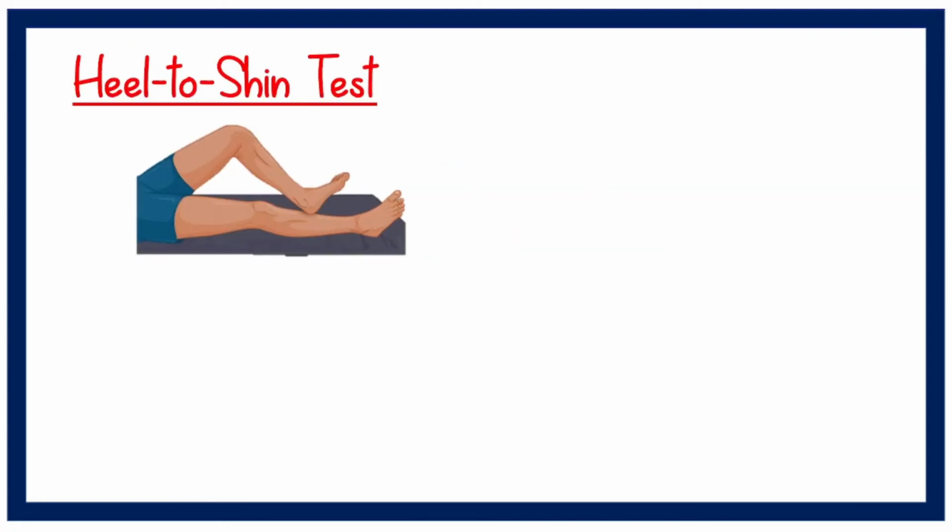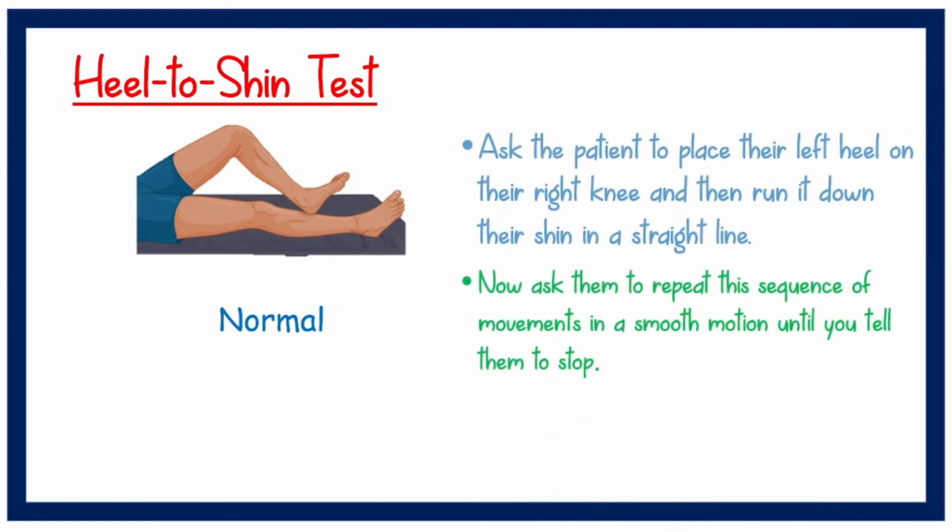Heel-to-Shin Test. Ask the patient to place their left heel on their right knee, and then run it down their shin in a straight line. Now ask them to repeat this sequence of movements in a smooth motion until you tell them to stop. Then ask them to return their left heel to the starting position over the right knee. Repeat the assessment with the right heel on the left leg.